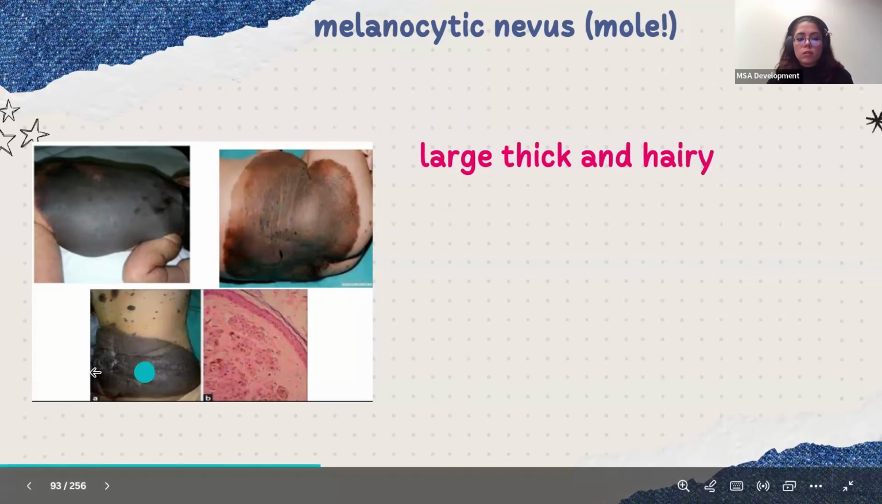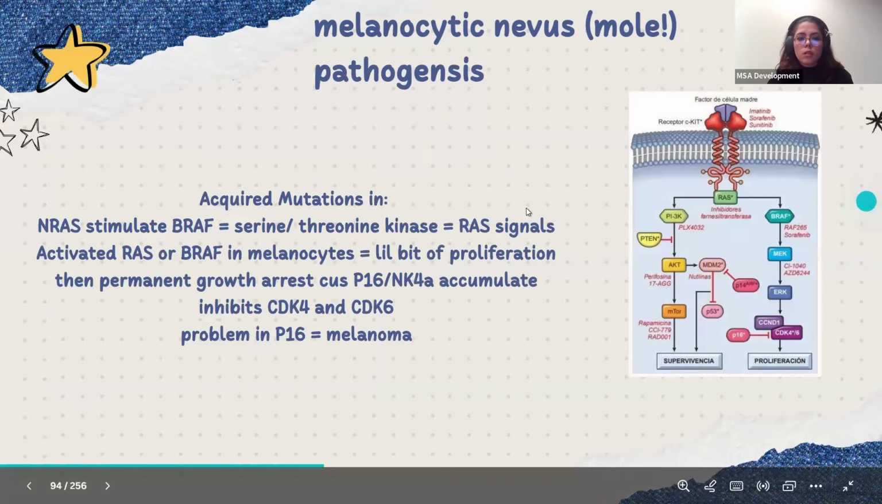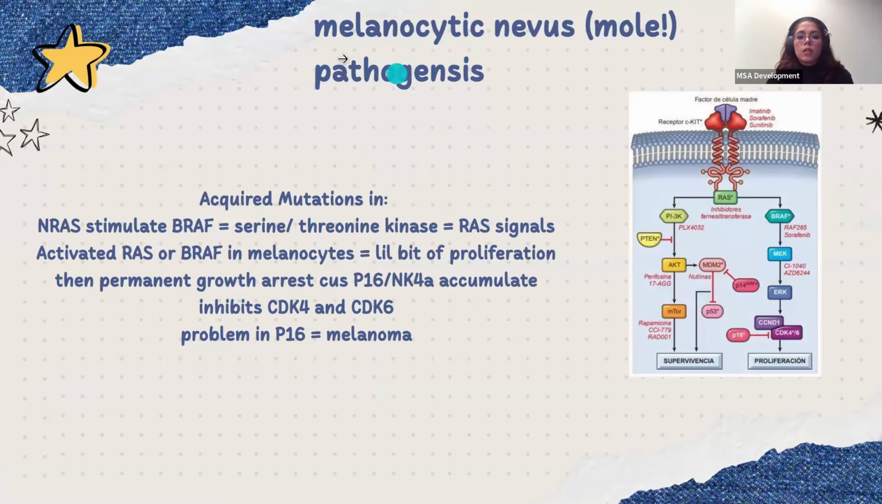Large, thick, and hairy is what it looks like. Okay. The melanocytic nevus, mole pathogenesis. It's an acquired mutation in the RAF serine threonine kinase. Yep.